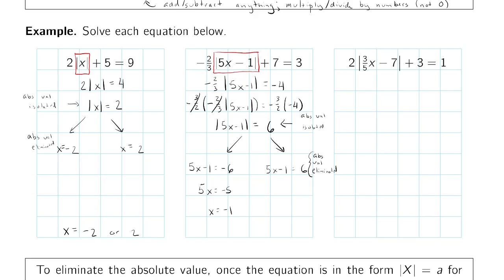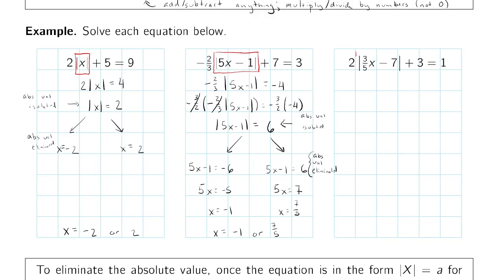Over here, I'll add 1 to both sides, and I get 5x equals 7. Divide both sides by 5, and I get x equals 7/5. So x is negative 1 or 7/5. Okay, so maybe after we eliminate the absolute value, we're done. Maybe we still have some solving work to do. We've got one last thing that can happen, and it happens in this example.